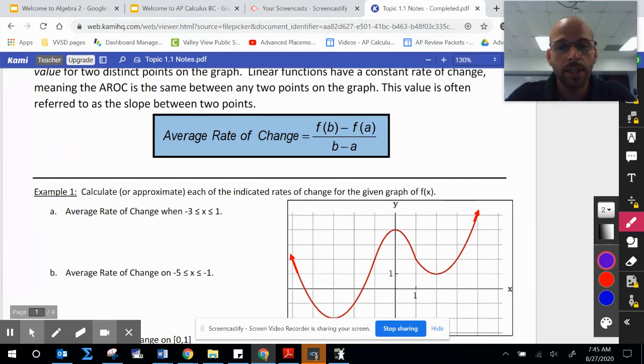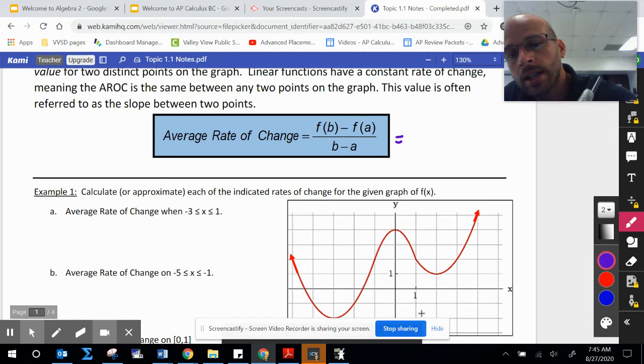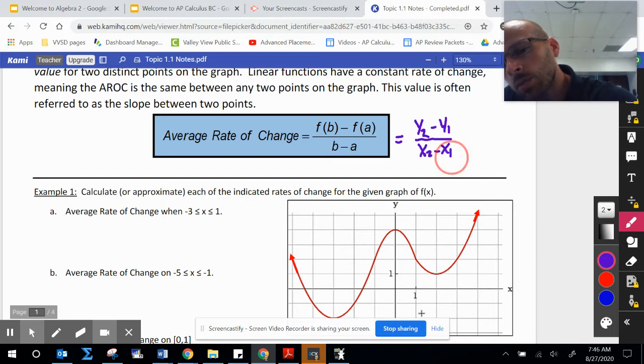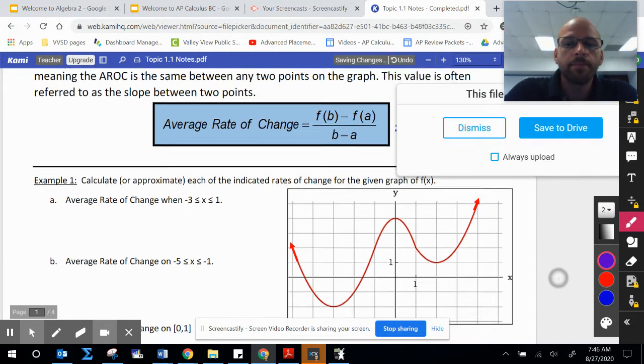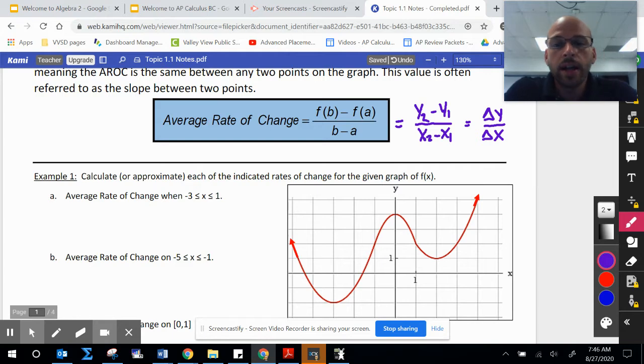Okay, so you guys have seen this formula before. In the early days, you might have seen y2 minus y1 all over x2 minus x1. In your science classes, you might have seen it as the change in y over the change in x. Ultimately, these are just different variations of the same formula.